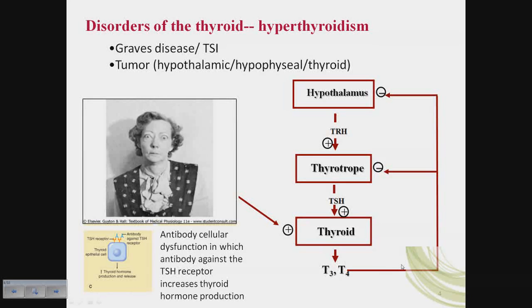This will have a positive effect on the thyrotropes in the anterior pituitary. They will release thyroid-stimulating hormone, which will have a positive effect on the thyroid gland, the follicular cells specifically, and they will release thyroid hormone, which consists of T3 and T4.